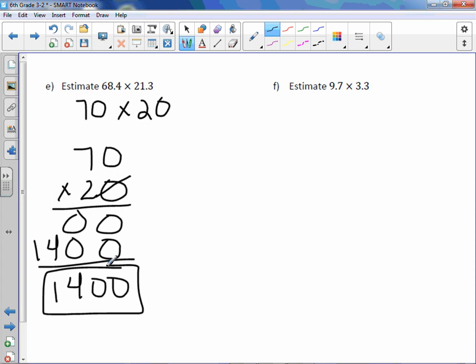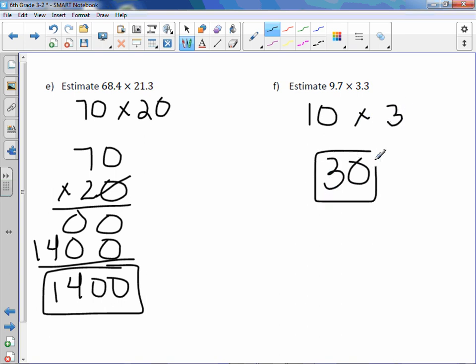Letter F, 9.7 times 3.3. 9.7 is about 10, and 3.3 is about 3. Therefore, 10 times 3 is 30.